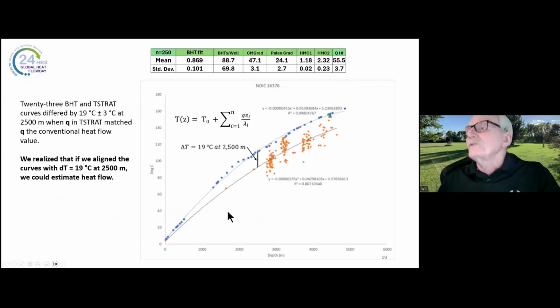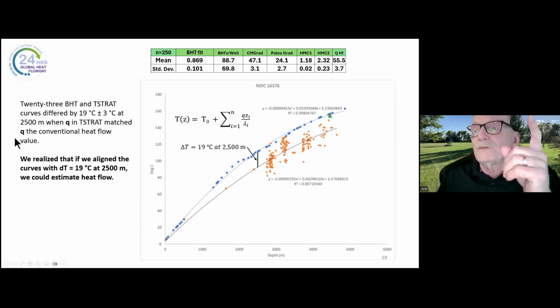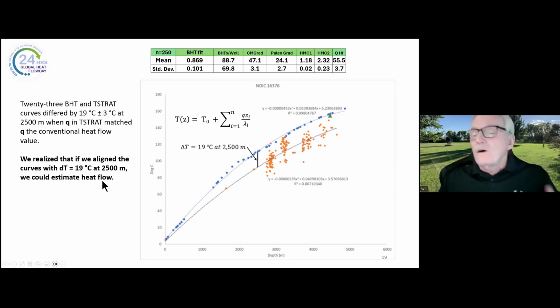What we notice from this, if we have the heat flow and we use the T-strat calculation for it, we end up at a depth of about 2,500 meters with a difference between those two curves of about 19 degrees C. We found that this was very good. It was very consistent, plus or minus 3 degrees for the 19 degrees C. And it matches, again, where T-strat matches the conventional heat flow value. And we realized, well, if we turn this around and just go try it on a borehole where we don't have the temperature profile, we could probably come out with what the heat flow is.